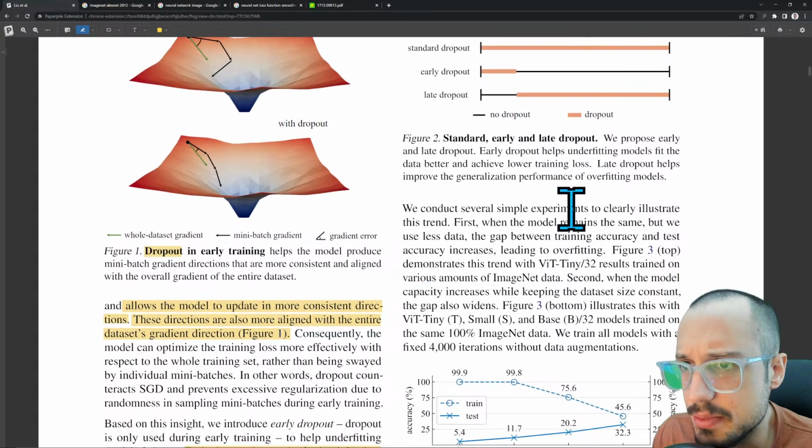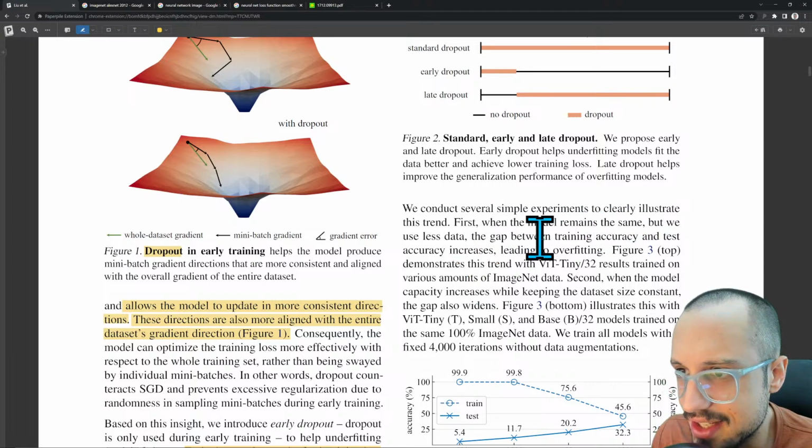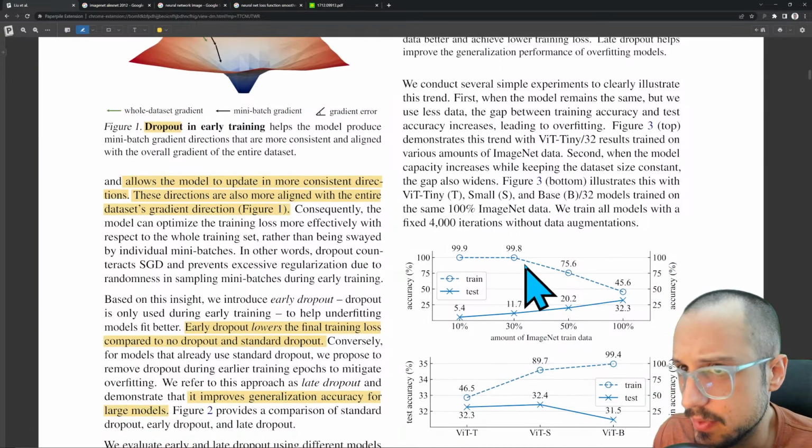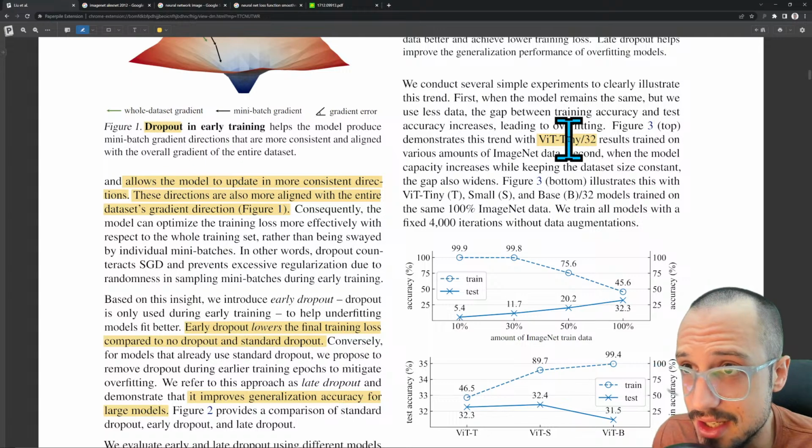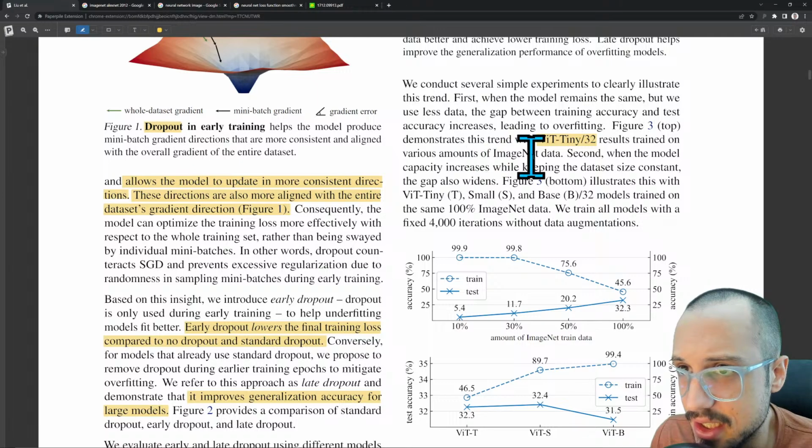We conduct several simple experiments to clearly illustrate this trend. First, when the model remains the same but we use less data, the gap between training accuracy and test accuracy increases, leading to overfitting. Figure 3, top, demonstrates this trend with ViT-Tiny/32. So this is a vision transformer. 32 refers to the number of patches, I think, that is being used as part of the vision transformer, right? Because a vision transformer treats an image as a sequence of patches, trained on various amounts of ImageNet data.